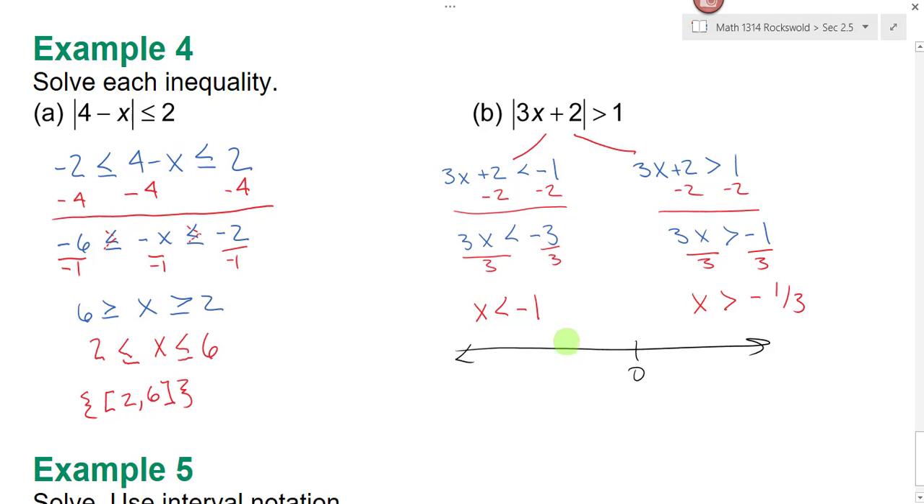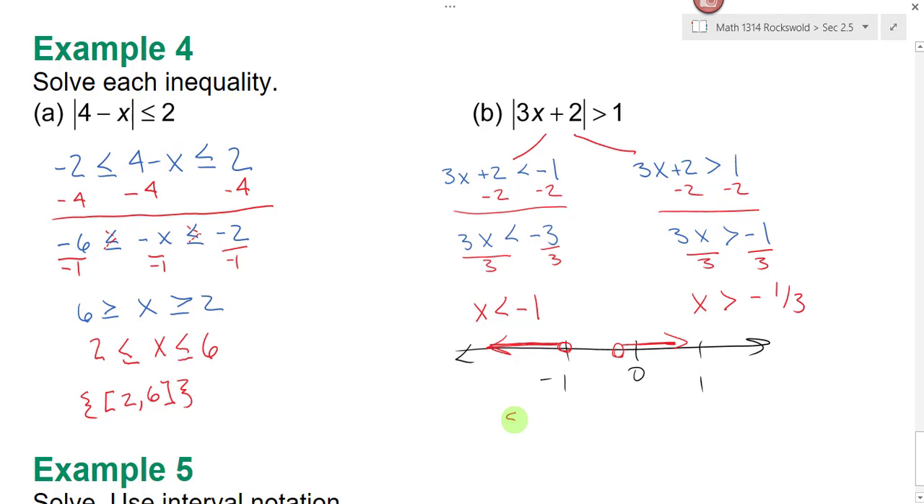If I have 0 here, negative 1 here, 1 here, I would have an open circle at negative 1 and shade to the left, and I would have an open circle at negative 1/3 and shade to the right. I've got two intervals for my solution set.